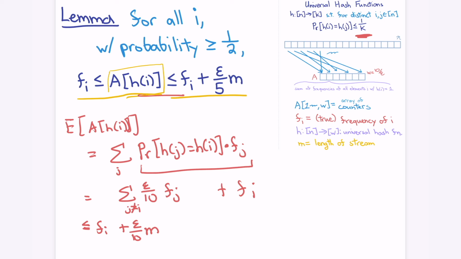Okay, what do I use Markov's inequality on? You're going to use Markov's inequality. Markov's inequality says the probability of getting twice the average is at most 1/2. The variable has to be non-negative. Well, what's the variable?